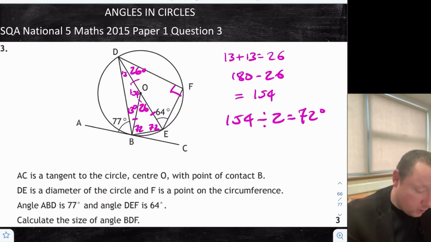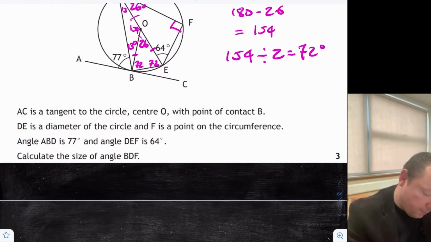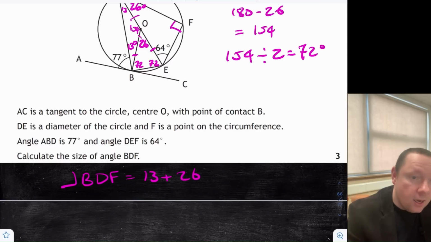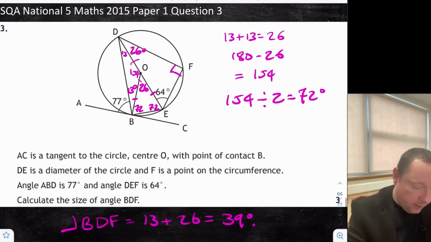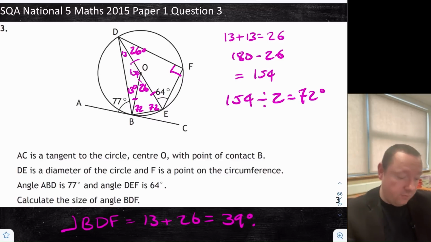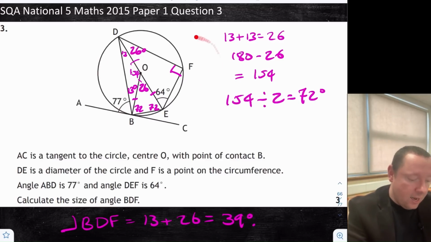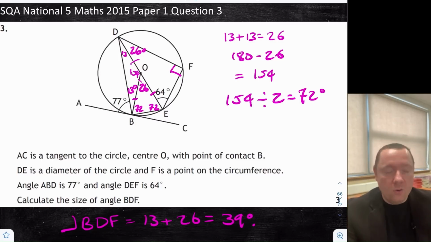And then we'll just check what it's asking for. BDF, B to D to F. So these two together. And then just write a little statement. Angle BDF equals 13 plus 26, which equals 39. Now going by the official mark scheme, you get a mark for getting 13 and a mark for getting 26 and a mark for adding them up. But I find the best strategy is just to try and find as many angles as you can, and at the end the angle will pop out, unless it's obvious what you're doing.